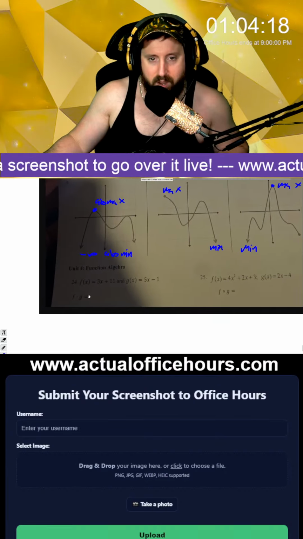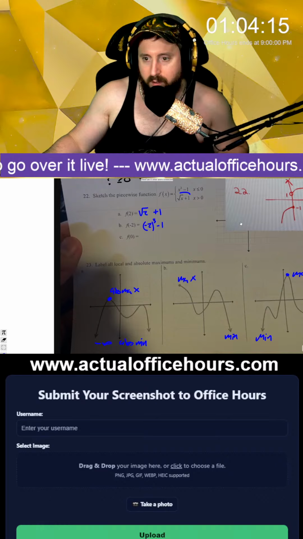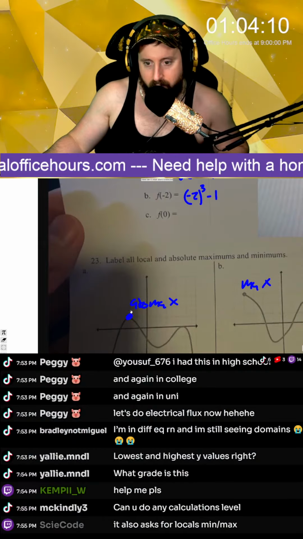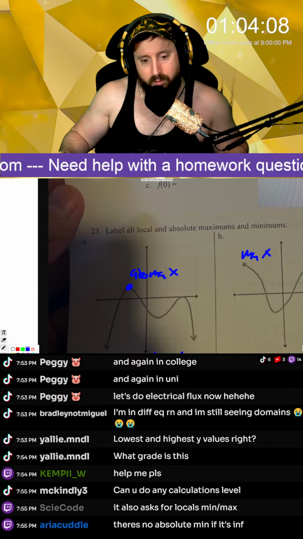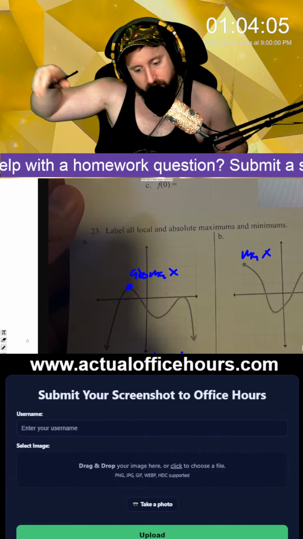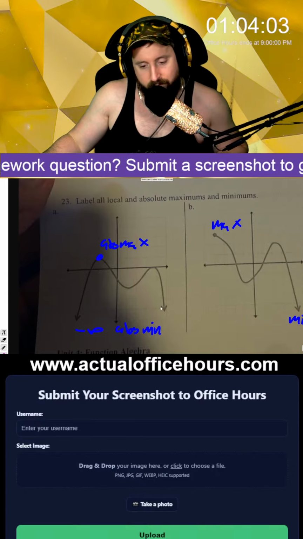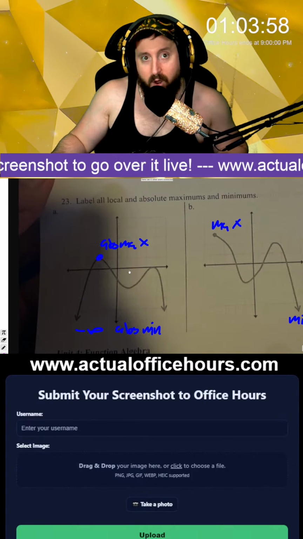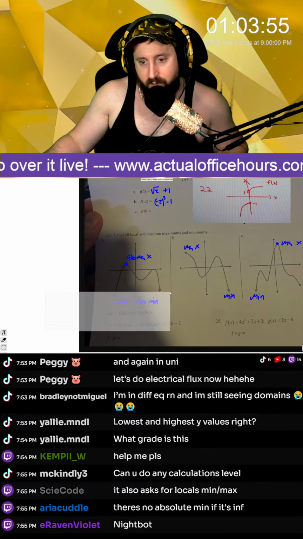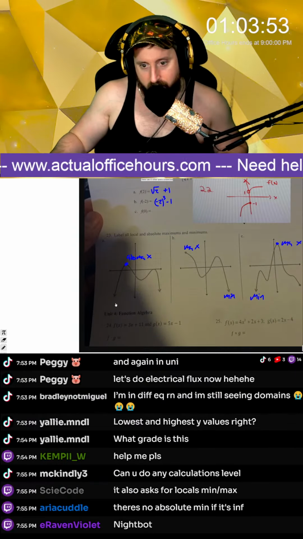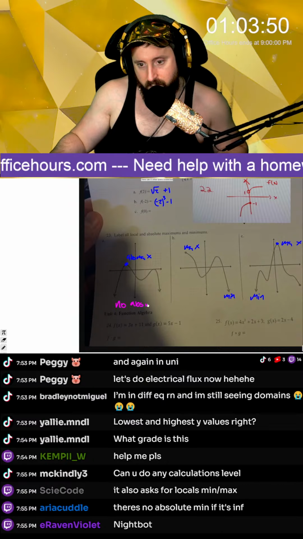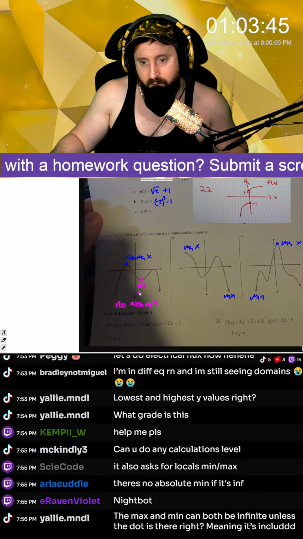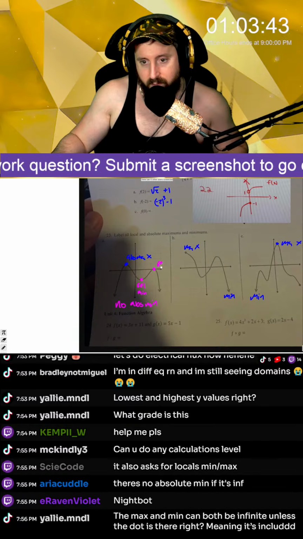Cool. And then there were some composite functions. Oh, sorry, it did want locals. You're right. Thank you. You're right, Psycode. So locals are kind of like the hills and the valleys. There is no absolute minimum if it's infinite. Oh, I didn't know that, Arya. Okay, cool. So there is no absolute minimum. So you say no absolute min? But right, these would be relative min, and this would be a relative max.